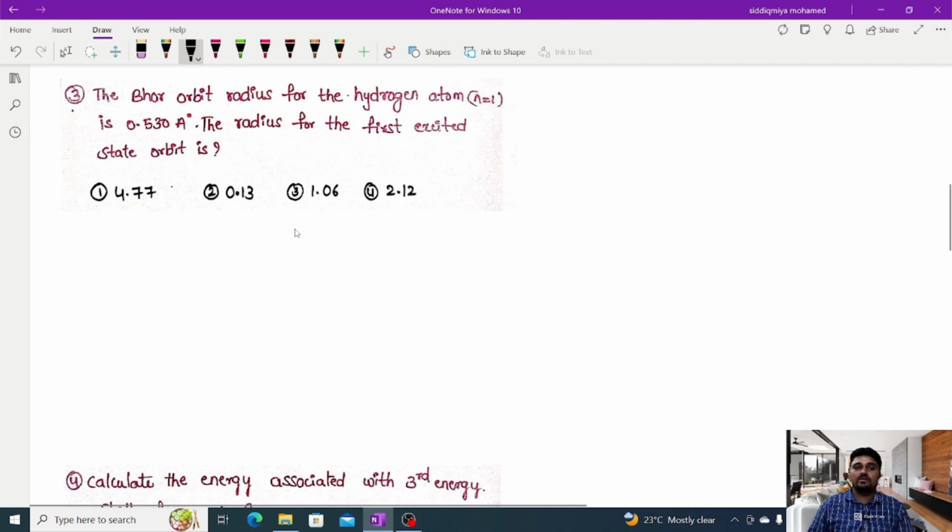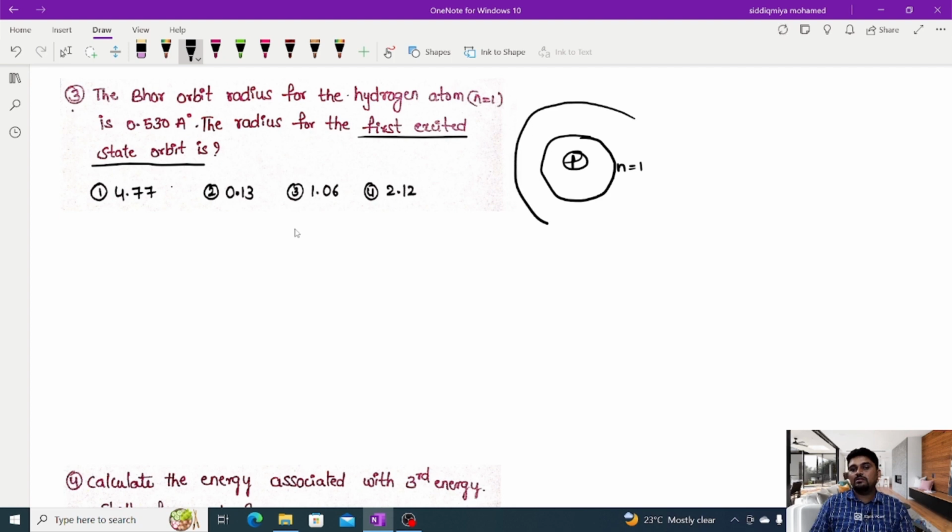This will be a very interesting question. What they are asking is the radius of first excited state. What is the meaning of first excited state? Suppose this is a nucleus and this is the first shell, n is equal to 1, and this is the second shell. So n is equal to 1 is the ground state. They can also give this as a ground state.